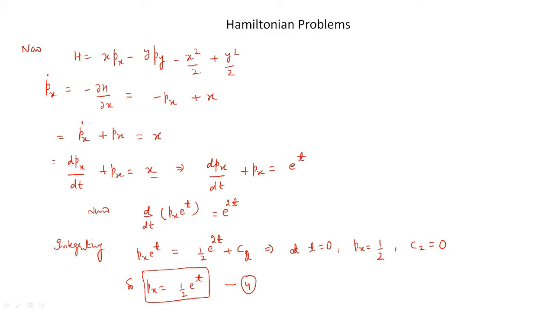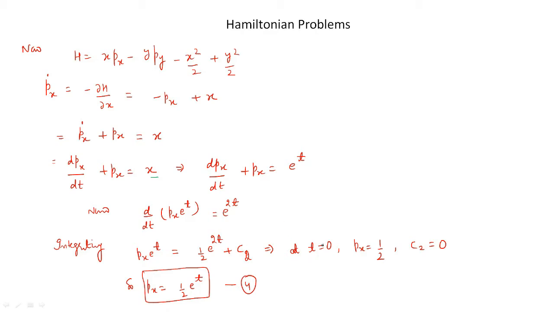Because x is equal to e to the power t, we can write it as dpx over dt plus px is equal to e to the power t. Now if we multiply it by e to the power t, we can write this expression as d over dt of px e to the power t, and it will be equal to e to the power 2t, because e to the power t into e to the power t is e to the power 2t. Now integrating it, we have px e to the power t is equal to e to the power 2t divided by 2 plus constant of integration c2.